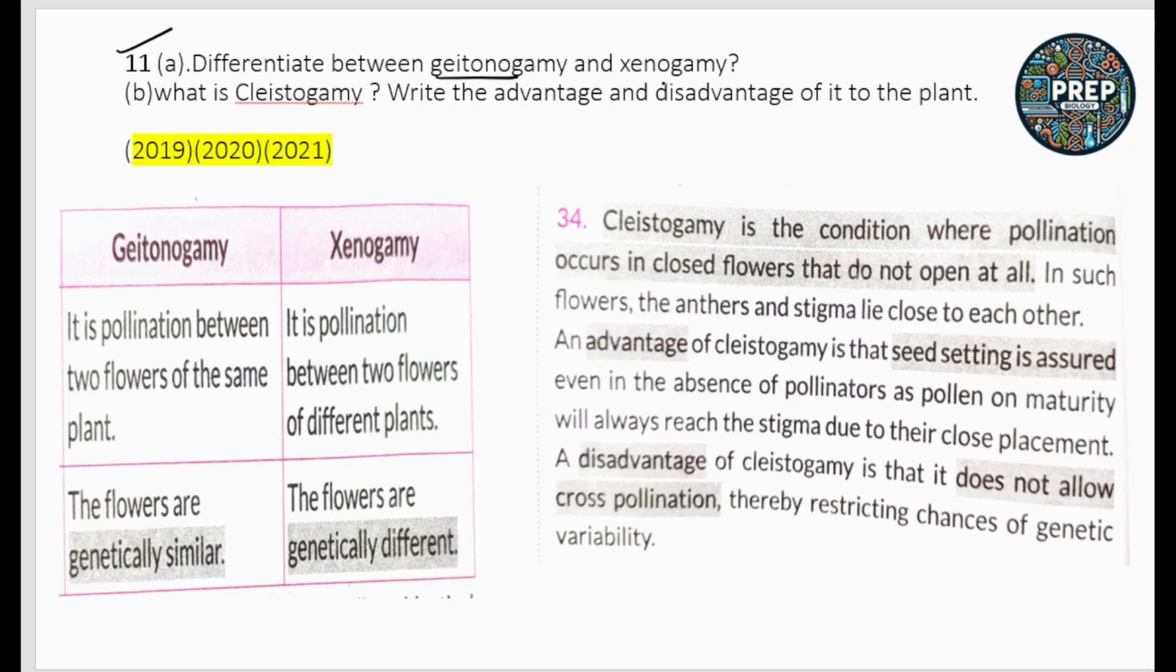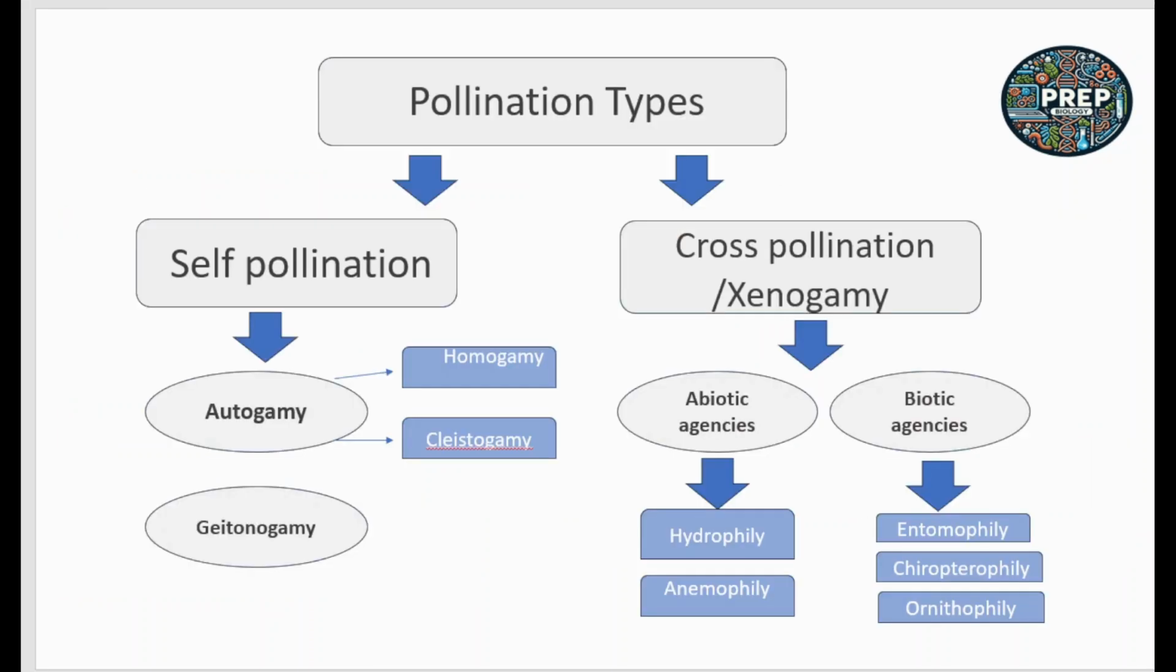Next question is: differentiate between geitonogamy and xenogamy. So we have discussed the different types of pollination in the pollination topic. If you want to check out that class, I will mention the class link in the description box. You can check it out from that link.